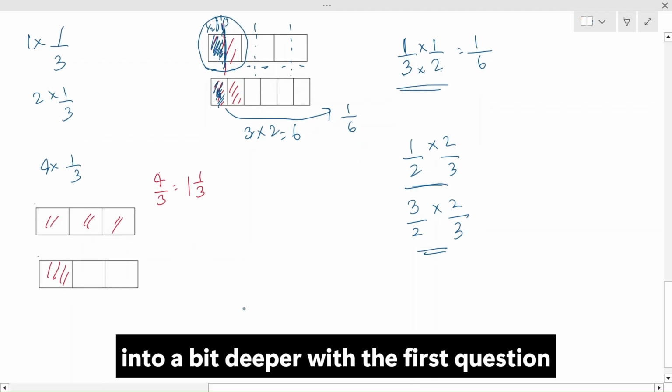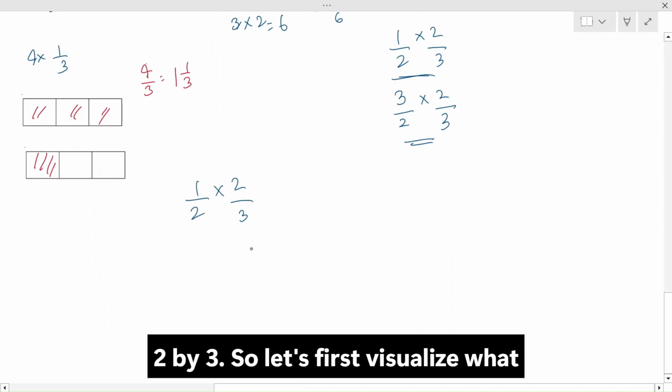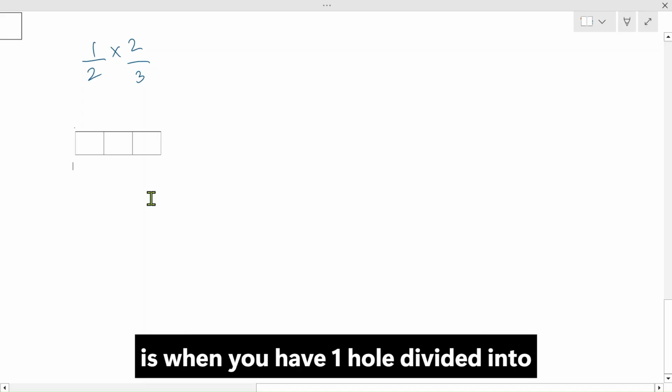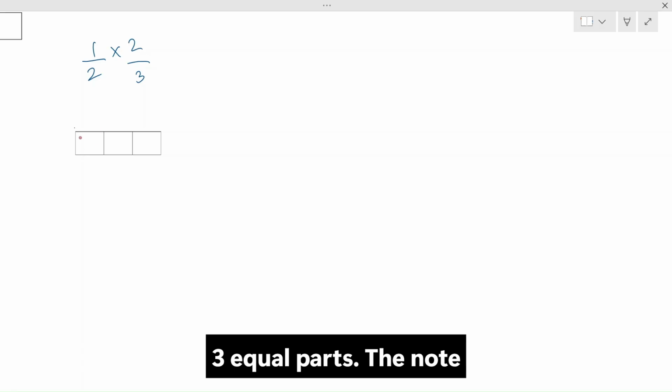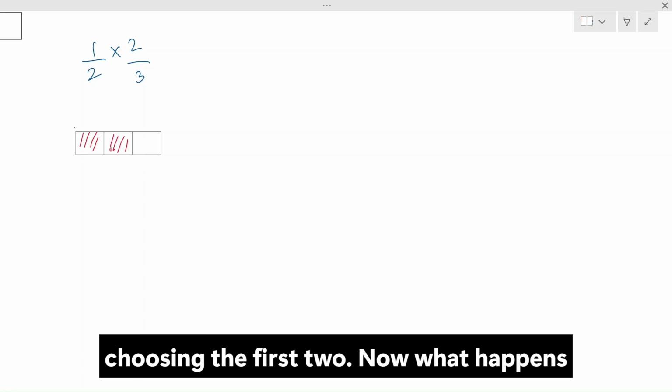So let's delve a bit deeper with the first question of what happens when you do half times 2 by 3. So let's first visualize what is 2 by 3. So 2 by 3 is when you have one whole divided into three equal parts. The 2 by 3 denotes the first two being shaded, like you are choosing the first two.